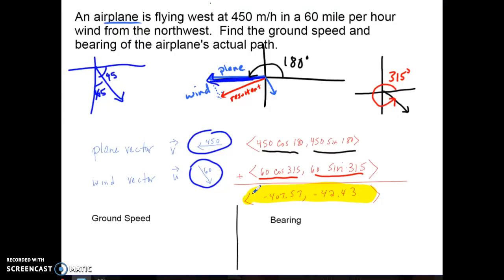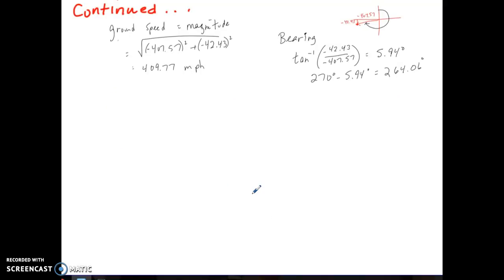Negative 407.57 in the x direction and negative 42.43 in the y direction, or the vertical direction. So we want to figure out now what our ground speed is, and we're going to figure out the bearing as well. So you just take the components of that vector, which were negative 407.57 and negative 42.43.